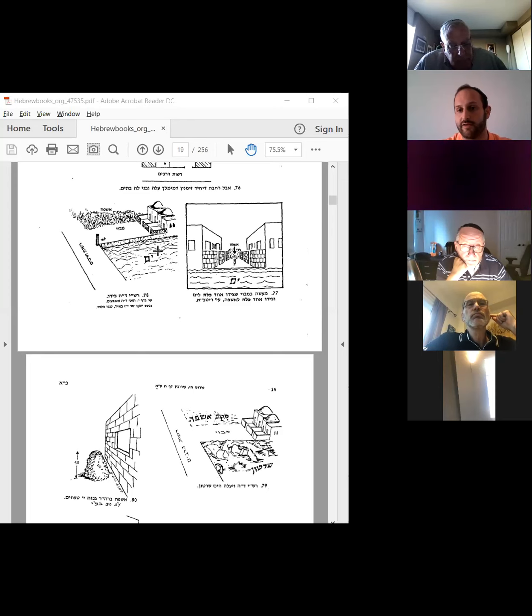step of sufficient gradient, it's either the step itself is 10 tefachim. Let's say you've been to a beach where they have stairs going down, and that's 10 tefachim, right? From water level to where the water is. Or let's say we're by a beach, but it's got a relatively slow slope.